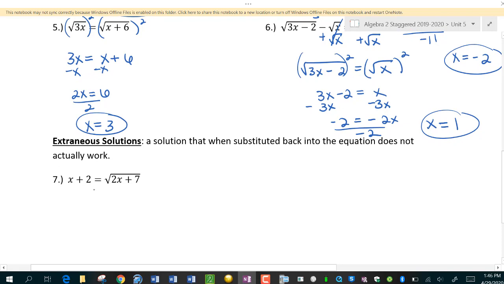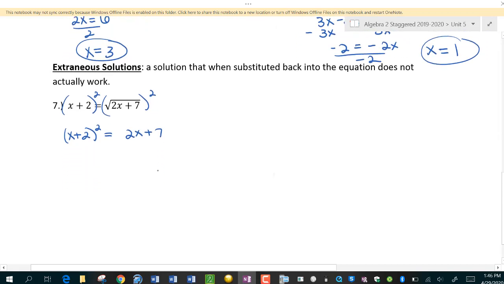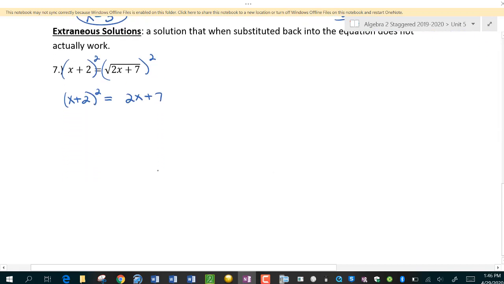So I have x plus 2 equals the square root of 2x plus 7. The first thing I really want to do is get rid of that square root. So in order to do so, I'm going to square both sides, putting that left-hand side in parentheses. So I end up with the quantity of x plus 2 squared equals 2x plus 7, because the square root and the square cancel each other out. Now, on that left-hand side, make sure that you are actually multiplying this by itself and distributing. So I'm going to write out x plus 2 times x plus 2 equals 2x plus 7.